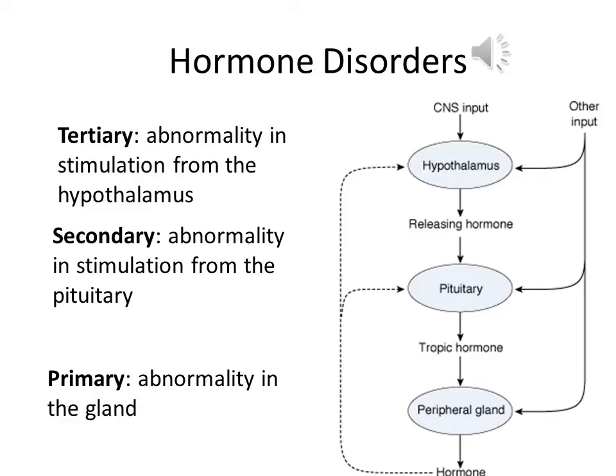Okay, hormone disorders can either be primary, secondary, or tertiary. Primary means there's an abnormality in the actual endocrine gland. Secondary, abnormality in stimulation from the pituitary, or tertiary, abnormality in stimulation from the hypothalamus.